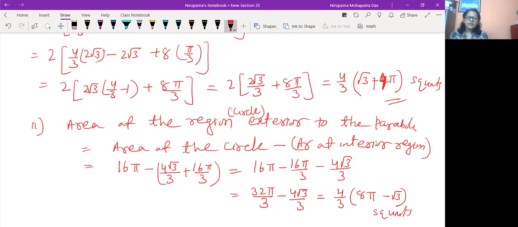So is it clear? Because in the last question we have actually covered 2 questions. One is the area of the region bounded by circle and parabola. We have considered the interior region as well as the exterior region. So these are some of the questions in store for today's class.